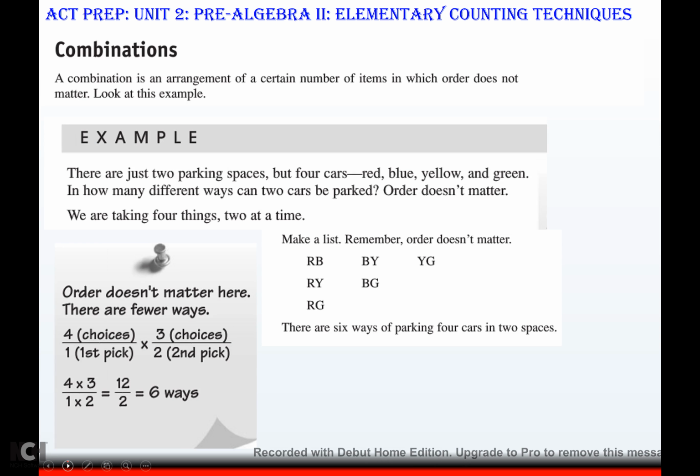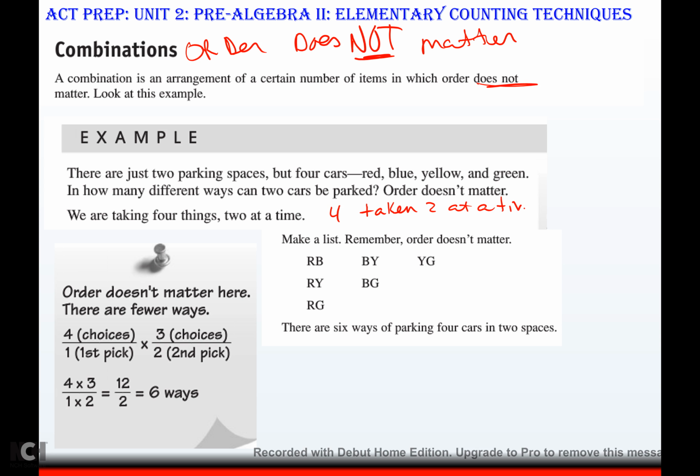Okay? Combinations. A combination is an arrangement of a certain number of items in which the order does not matter. So for combinations, order does not matter. For example, there are just 2 parking spaces but 4 cars, red, blue, yellow, and green. In how many different ways can 2 cars be parked? Order doesn't matter. So we're taking 4 things, 2 at a time. But order doesn't matter, so instead of using permutation, we're going to use combination.